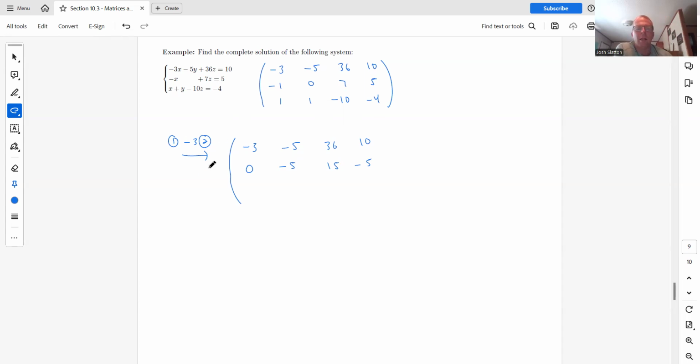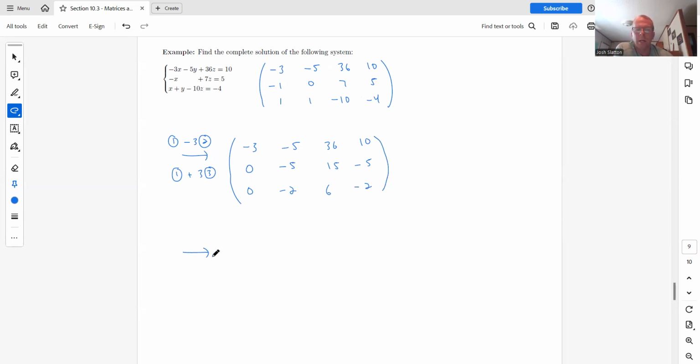And then for row 3, let's do 1 plus 3 times row 3. So that would give us a 0 here. -1 plus 3 gives us -2. 36 minus 30 gives us a 6. And then 10 minus 12 gives us a -2.